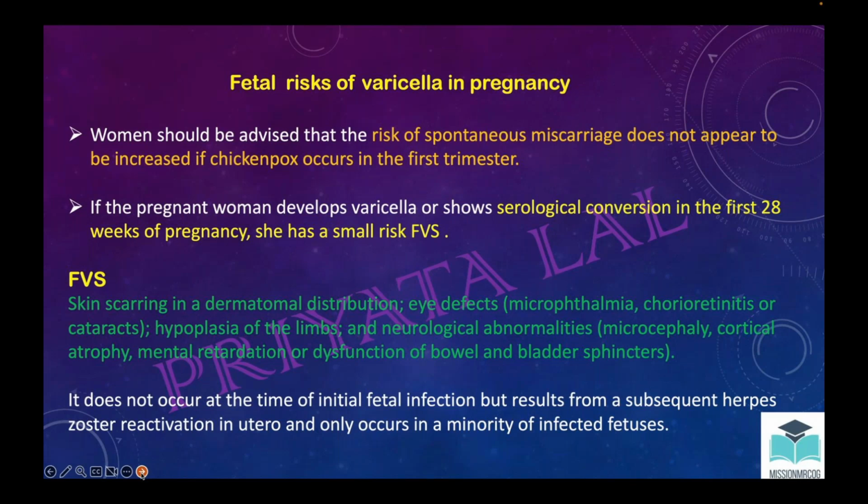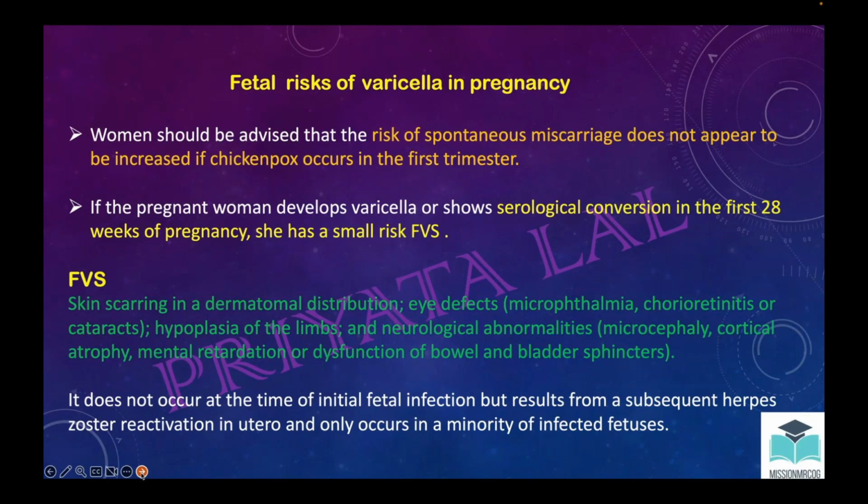It usually occurs in less than 1% of patients. And what can happen? Fetal scar formation in dermatome distribution, eye defects, that means microphthalmia, chorioretinitis, and cataract. There could be hypoplasia of limbs. Usually, hypoplasia of limbs or limb reduction happens only in this syndrome, so that would be a keyword for you for the answer. There could be neurological abnormalities: microcephaly, cortical atrophy, mental retardation, dysfunction of sphincters.